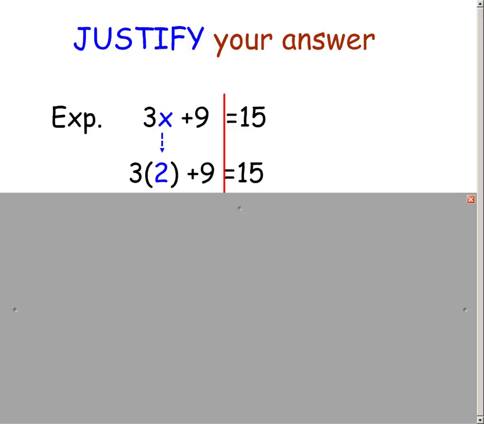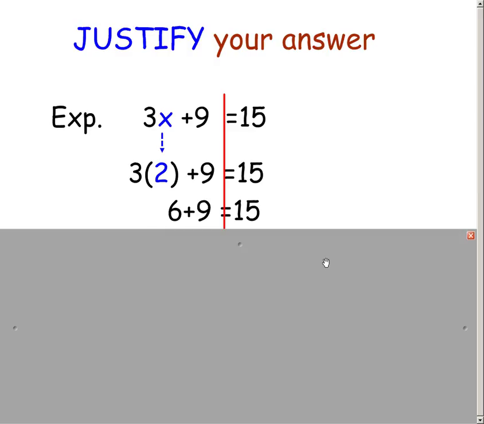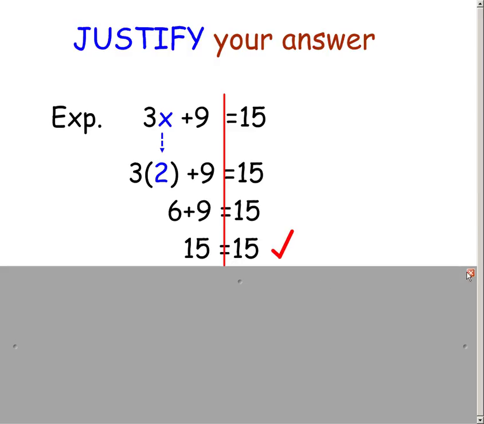So now it says 3 times 2 plus 9 is 15. Now I'm just going to compute on the left-hand side: 3 times 2, which is 6, 6 plus 9, which is 15, and the answer checks.